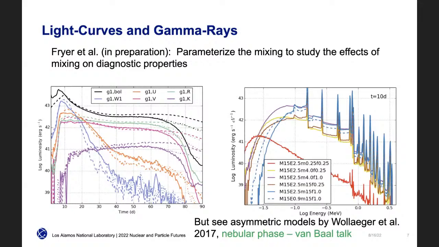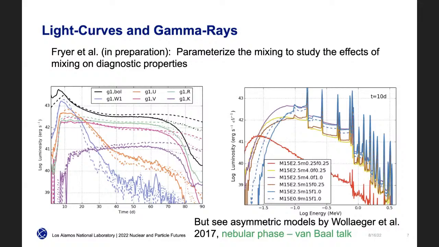But that's where you start to see the effects of mixing. On the left here are a couple of band light curves. So I have G band, the bolometric, and then a couple other bands: W1 band, U, V, R, K. So I'm going through ultraviolet all the way to K band. And I'm showing that the solid line is with minimum mixing, the dashed line is with extensive mixing, and you can kind of see how it affects the light curves.